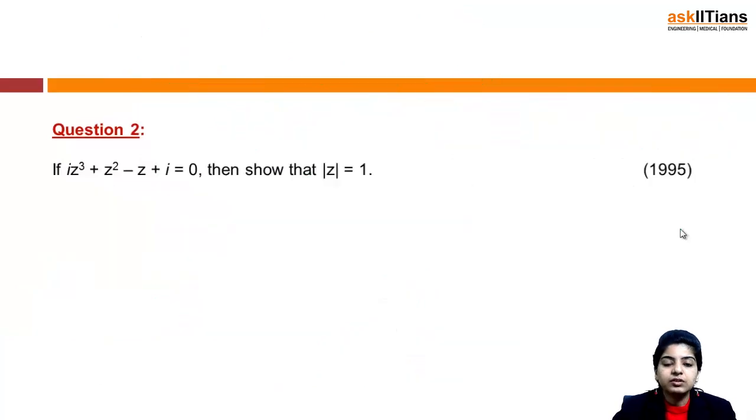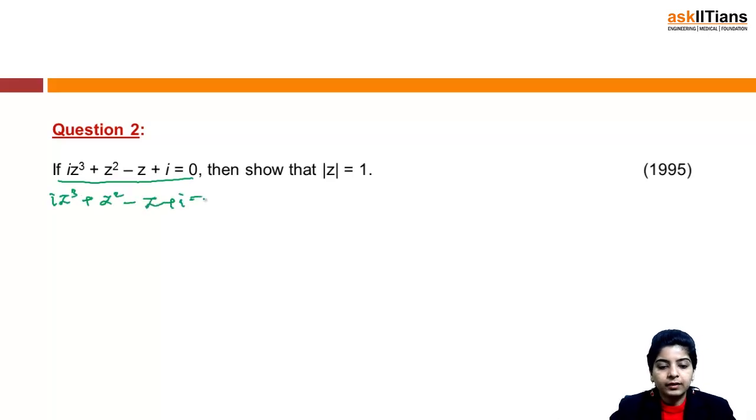The second question says: if iota z cube plus z square minus z plus iota is 0, then show that mod z is equal to 1. Again, the given equation is this, and from that itself, in order to take out some terms common, z square can be written as minus iota square z square.